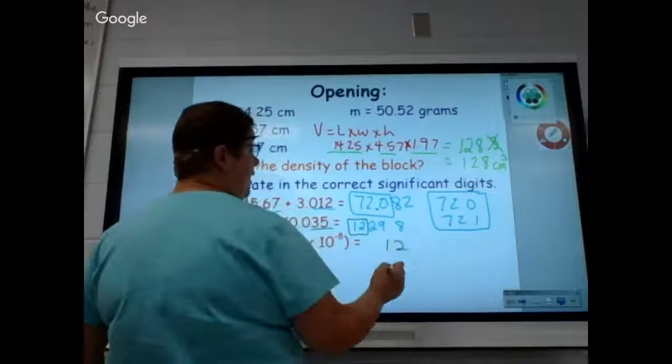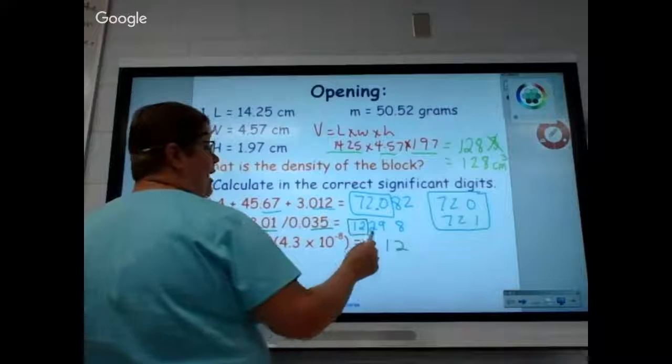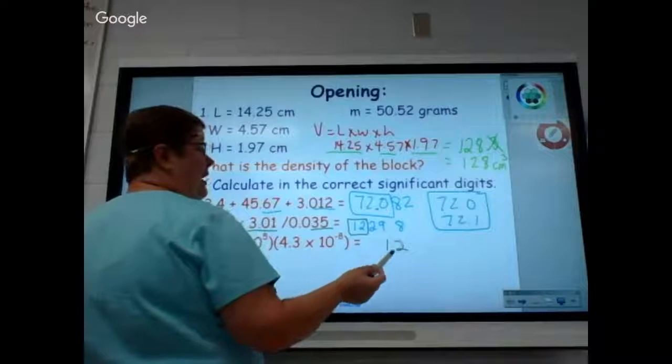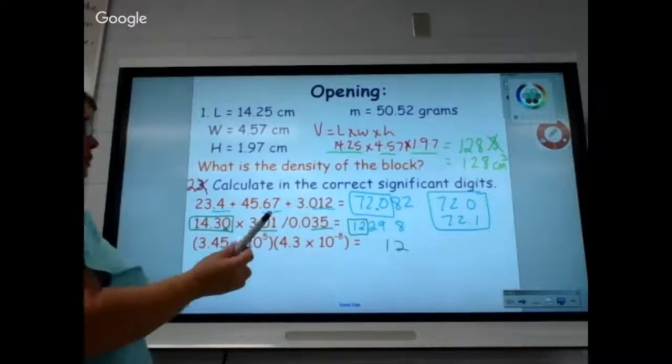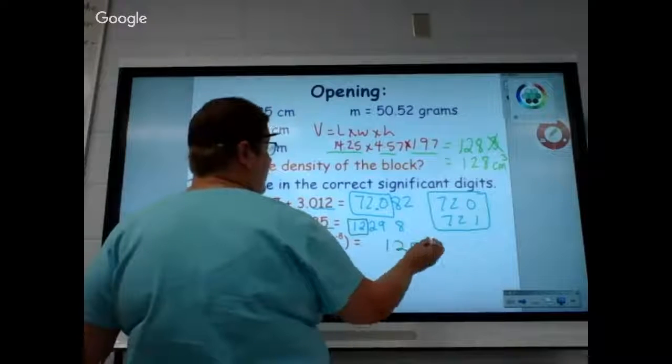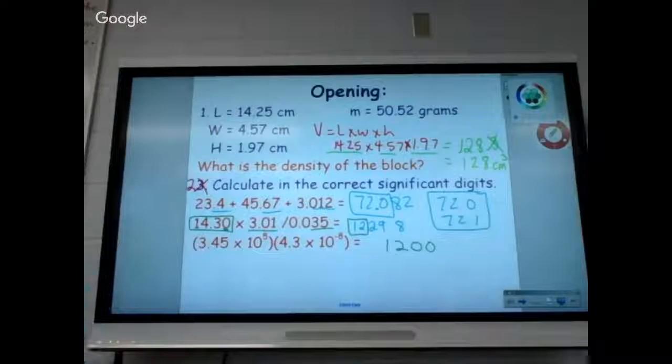So 2, and then again, if you had $1,229 and I rounded you down to $12, would you be happy? No. So this is one of those where you need to fill in with zeros so you stay in that same place of $1,200. Okay? So $1,200 would be fine.